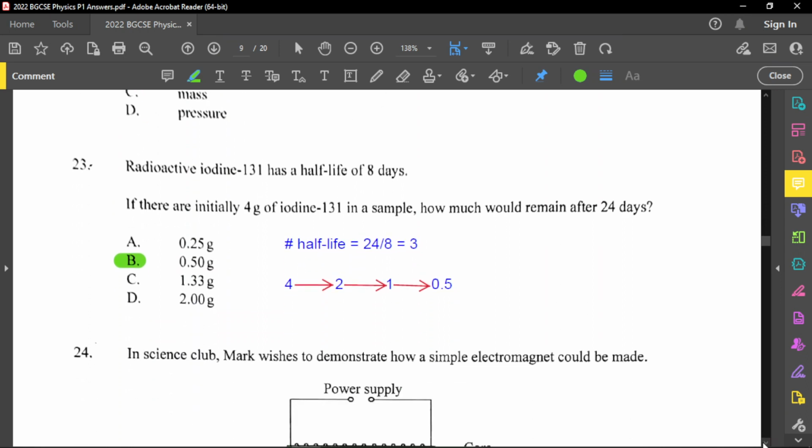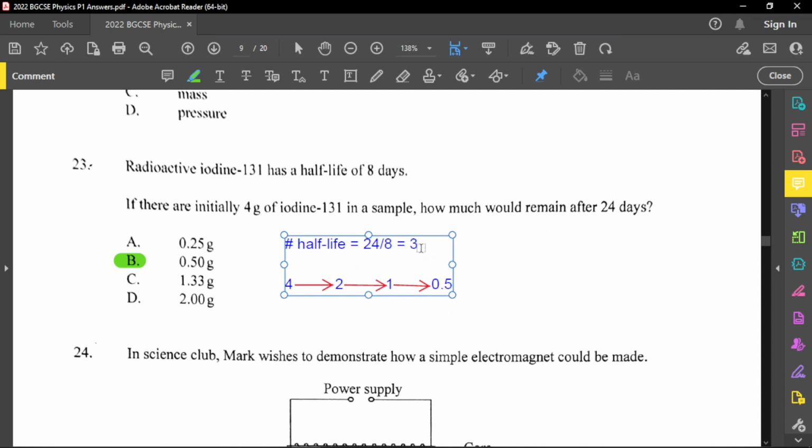Now, question number 23: radioactive iodine-131 has a half-life of 8 days. And just to point out something here, 131 is the mass. If there are initially 4 grams of iodine-131 in a sample, how much would remain after 24 days? The first step is to work out how many half-lives you have. Since a single half-life is 8 days, but the substance lasts for 24 days, all you need to do is divide 24 by 8 to get the number of half-lives. And so we have 3 half-lives here.